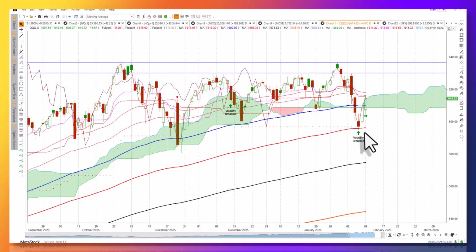But so far so good. Did get a rebound, volatility breakout, AI generated volatility breakout signal still going strong, with these upside targets as the next key resistance zones.